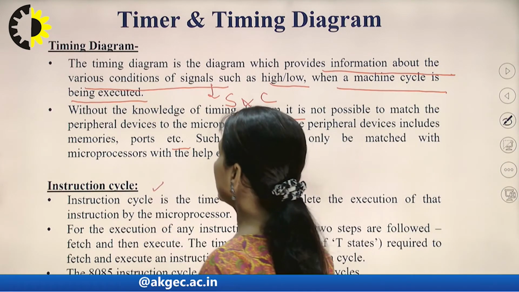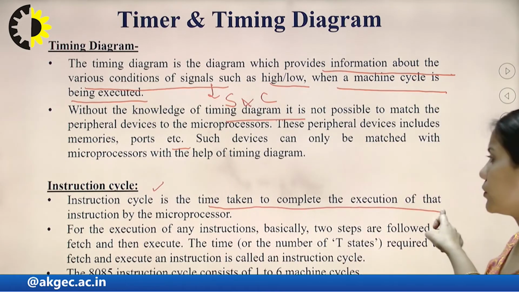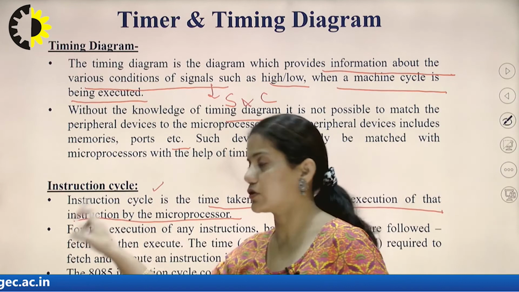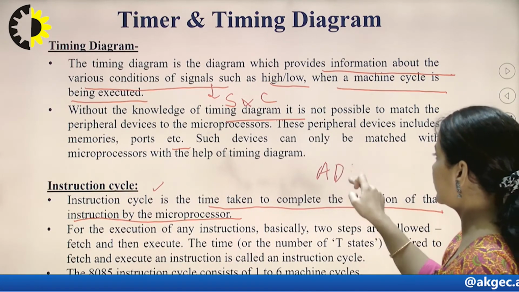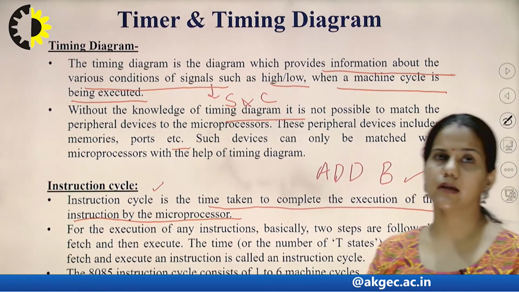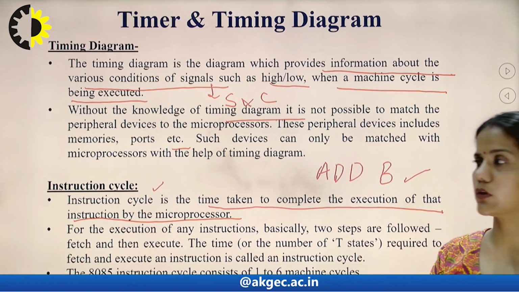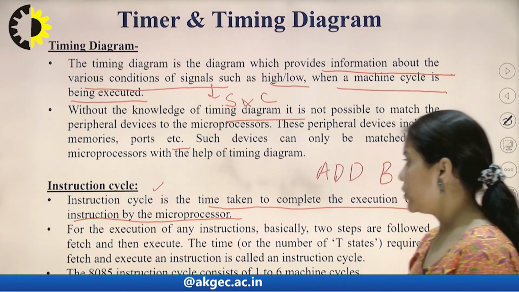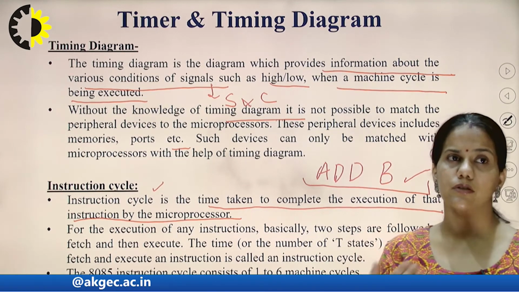When we talk about the instruction cycle, it is the time taken to complete the execution of a particular instruction. So suppose there is the instruction ADD B. So what will the instruction be doing? It will add the contents of the B register with the contents of the accumulator, and the result will go into the accumulator. So the time taken to complete this whole instruction is known as the instruction cycle.